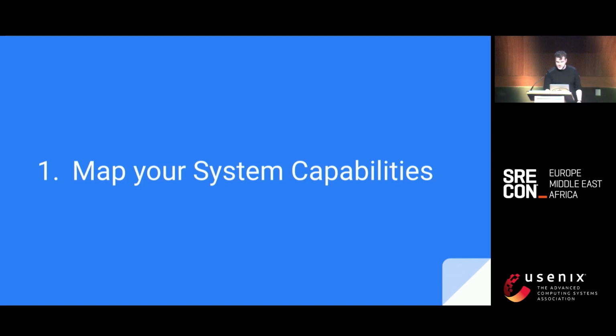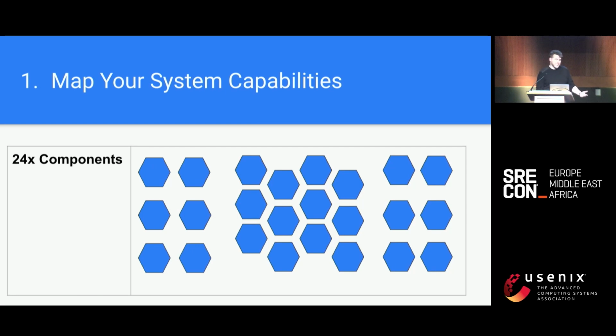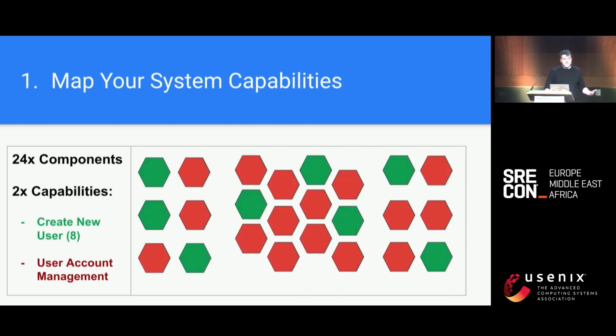One is map your system capabilities. Okay, so this is my deeply imperfect system diagram of 24 microservices. We might look at these and say, okay, here's a bunch of microservices. Materially, the approach that we're finding we're getting some success with is this idea of grouping microservices by what we call capabilities, which are effectively a representation of how users use our microservices. So for my 24 component diagram, we split these into create new user and user account management.